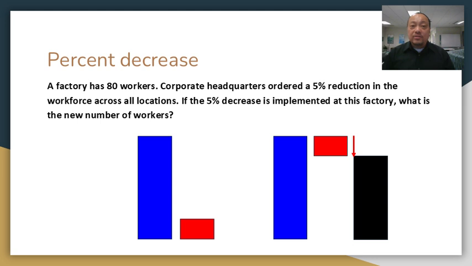It's the same process, just that we go down instead of up. When we go up, we add. When we go down, we subtract, meaning going down means negative. Same process, same formula, just that the percent change is now negative. Let's do the math.